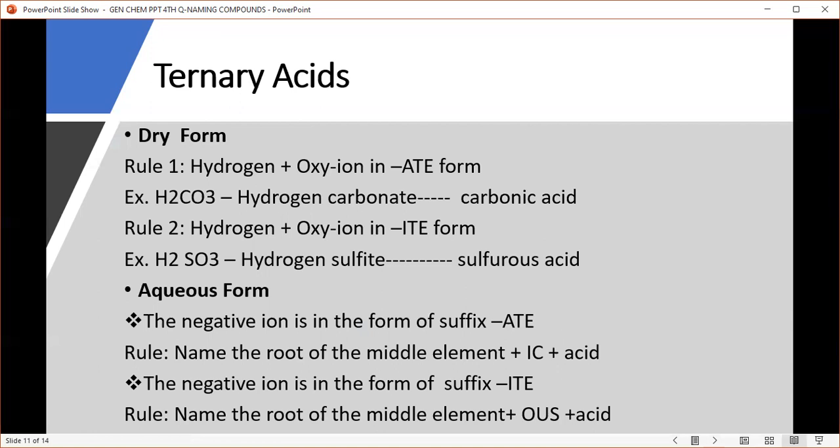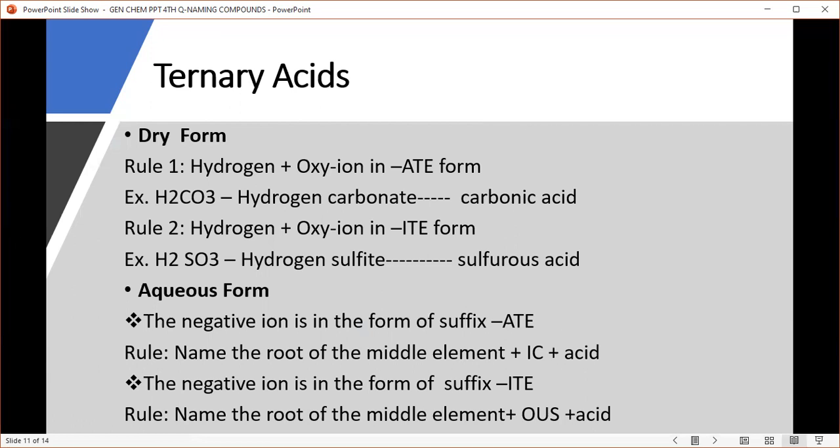You only have to look at them, find them in the bottom part of your periodic table, and you can see there if that specific polyatomic ion has a suffix ate or ite. Okay, so in dry form, our ternary acids, how do we name them? We have to write first the term hydrogen plus the oxy-ion or the name of the polyatomic ion taken from your periodic table of elements.